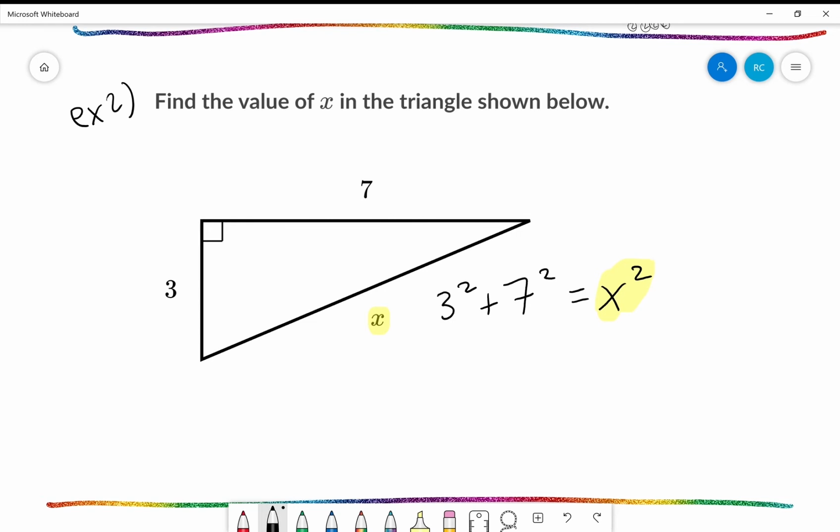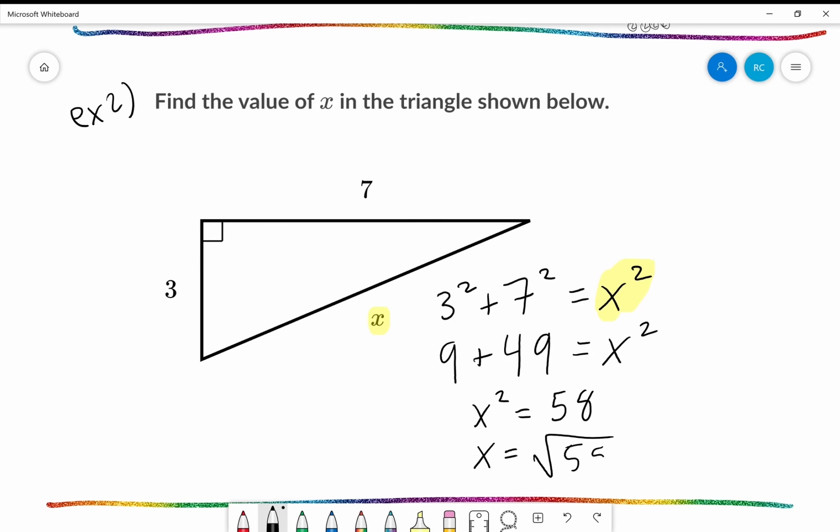Okay, well, 3 squared is 9. 7 squared is 80. Wait, I was about to say 9 squared is 81. Whoops. 7 squared is 49. And that equals x squared. So we get x squared equals 58. And that makes x equal the square root of 58.